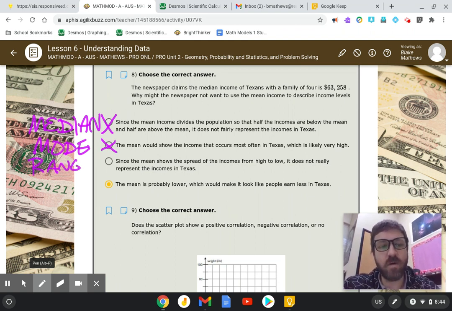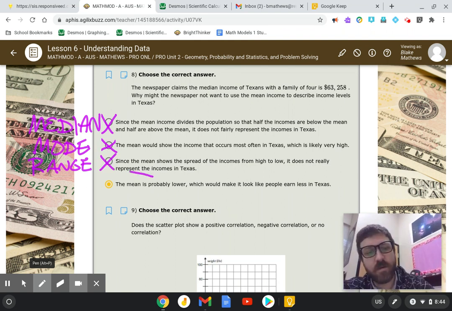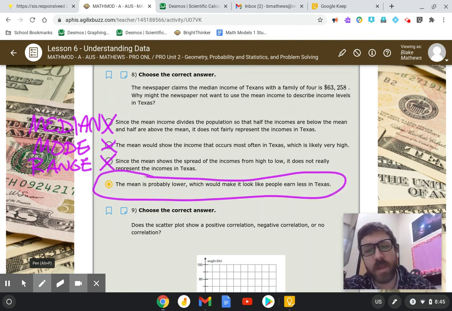the range. So all they're doing here is making sure you know what the mean is. The mean is probably lower, which would make it look like people earn less in Texas. That's the correct answer, simply based on the fact that these other three answer choices do not describe the mean. They describe one of the other options.